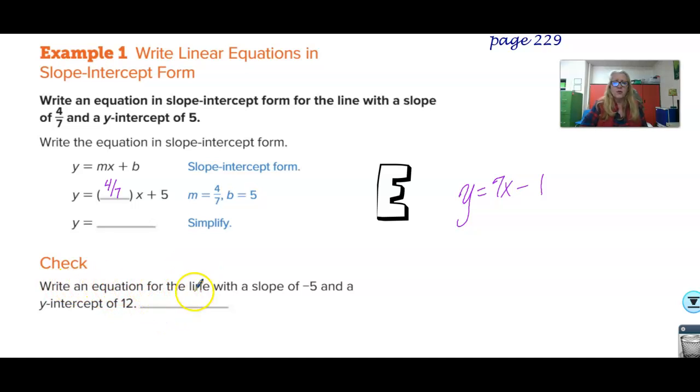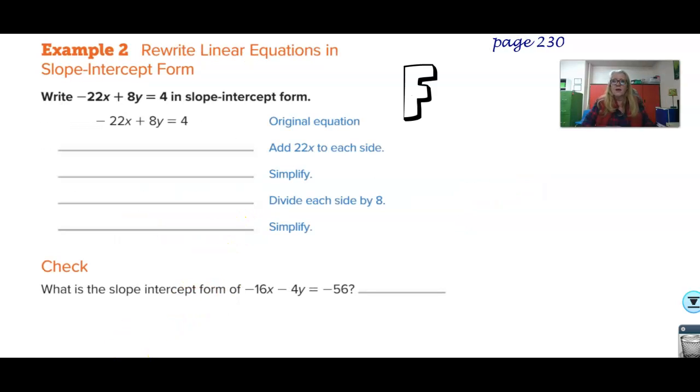All right, so the check, write an equation for a line with a slope of negative 5. So we do y equals negative 5x and a y-intercept of 12. And they didn't say negative 12, so we have to assume it's positive 12, and we put plus 12. I guess maybe you just write 4/7 x plus 5 without the parentheses or something. Who knows? Reveal.